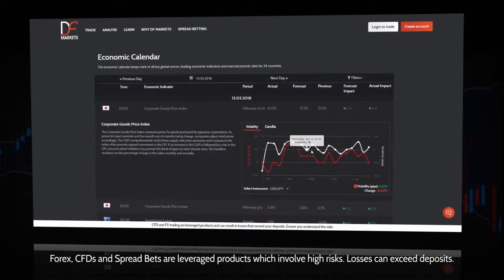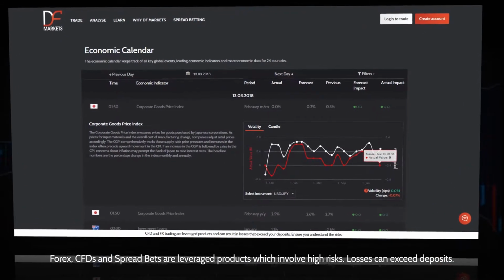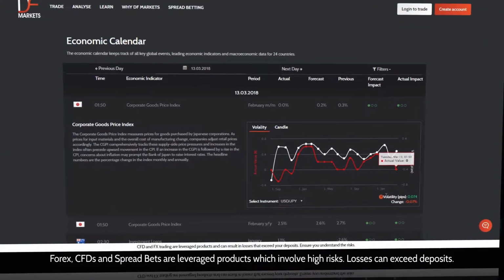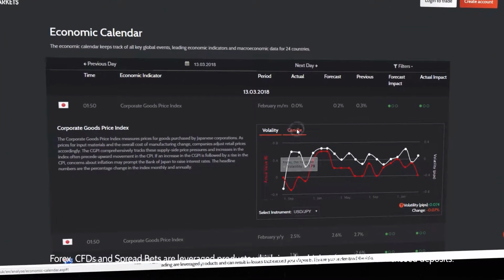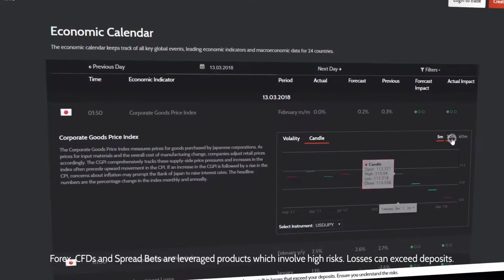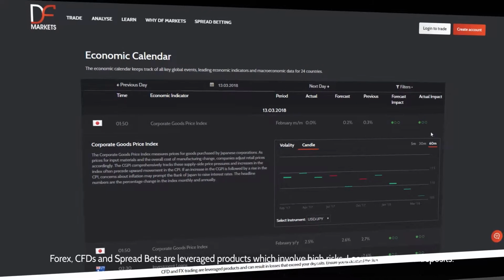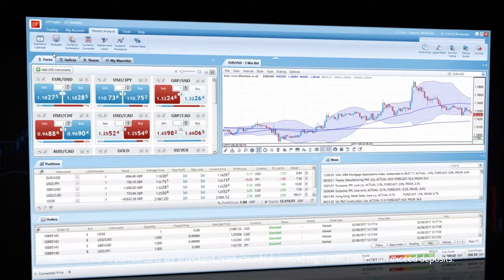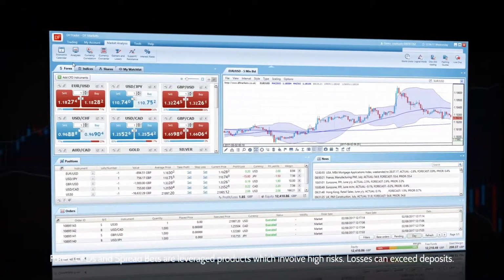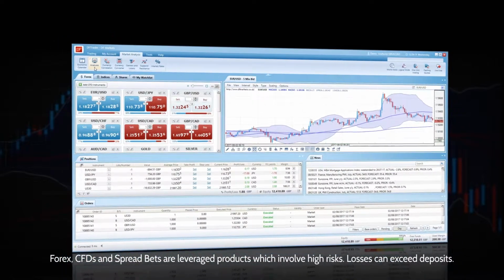Interactive graphs illustrate economic indicators, historical data, market expectations, actual values, and calculated volatility. The economic calendar is a vital tool for traders, which enables you to understand the impact of key market moving events, so you can better plan your trading strategies.